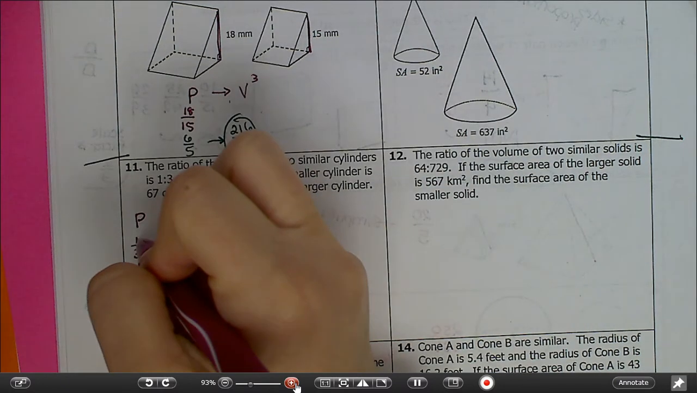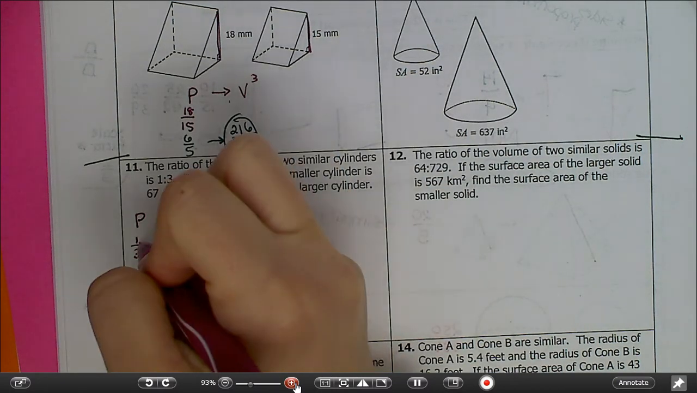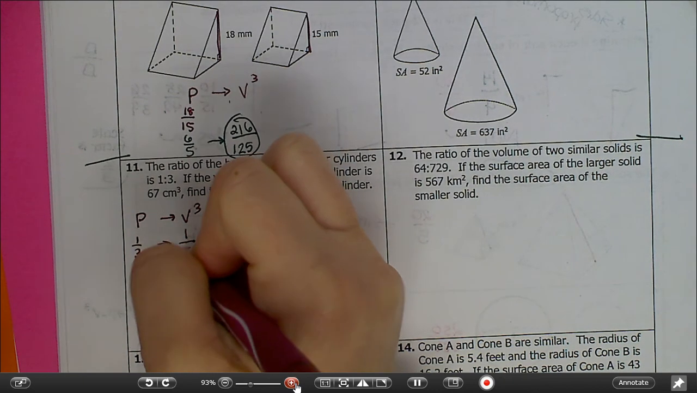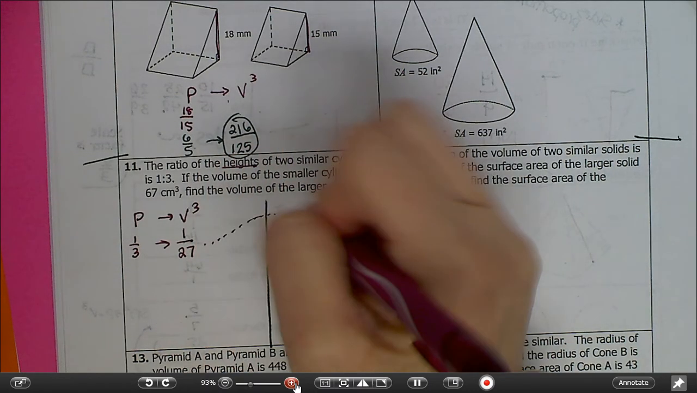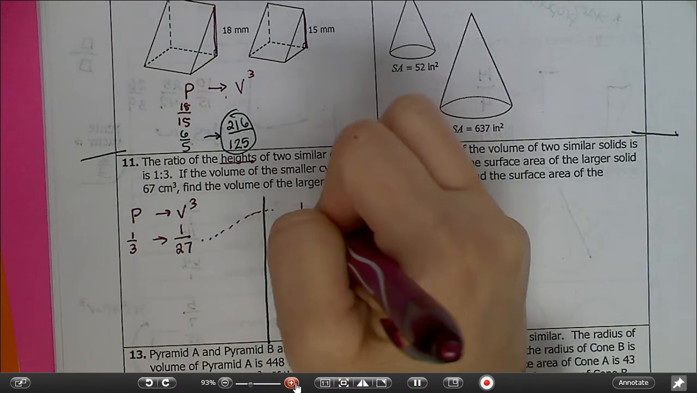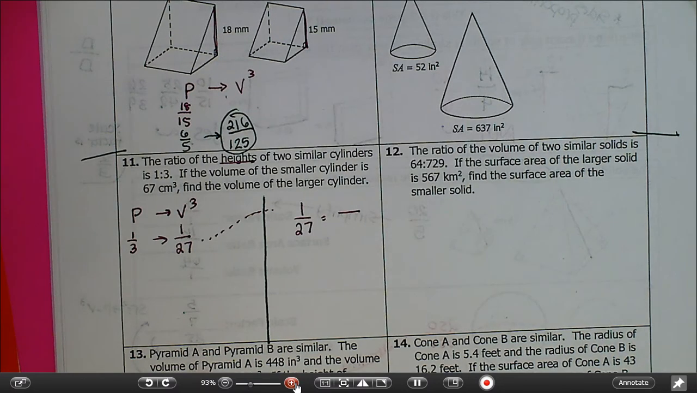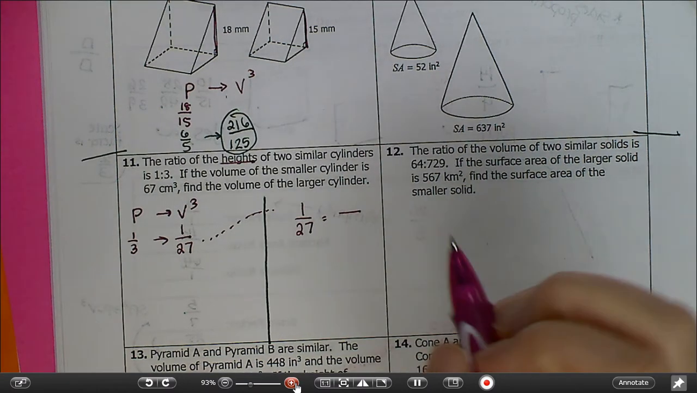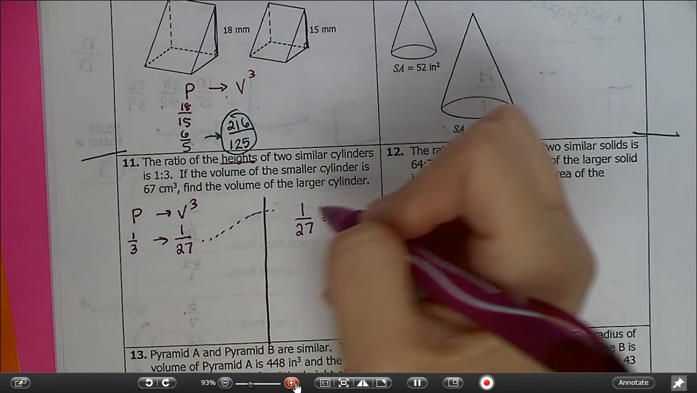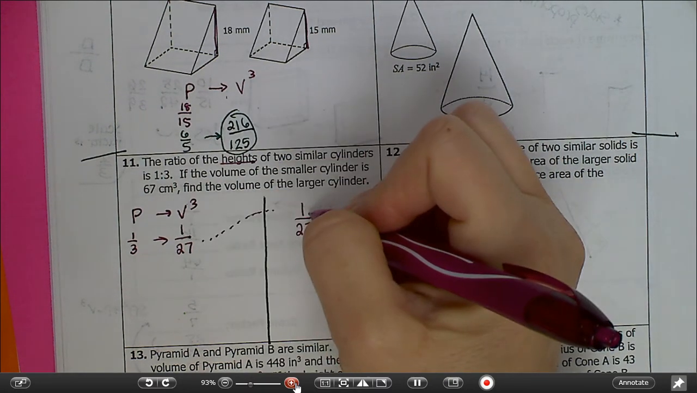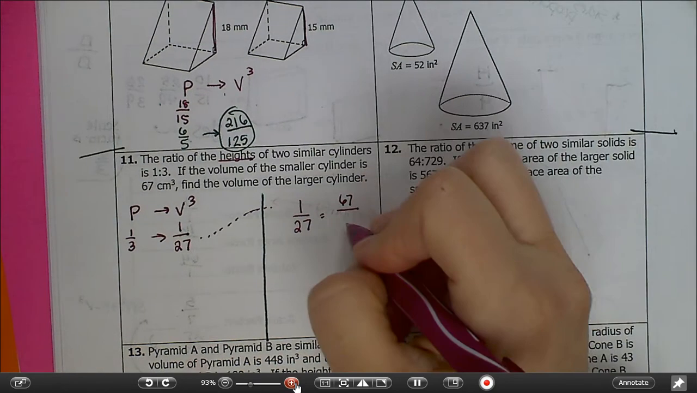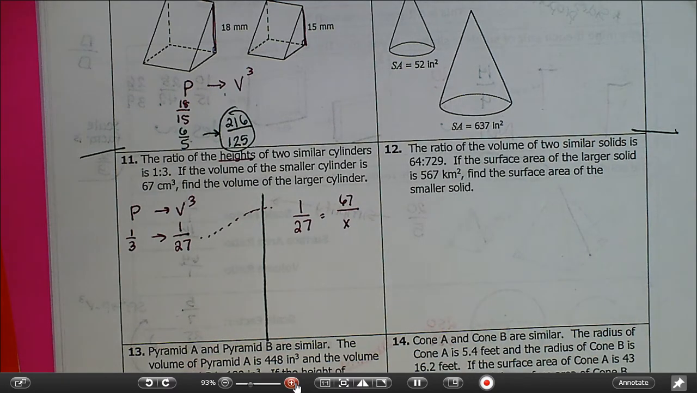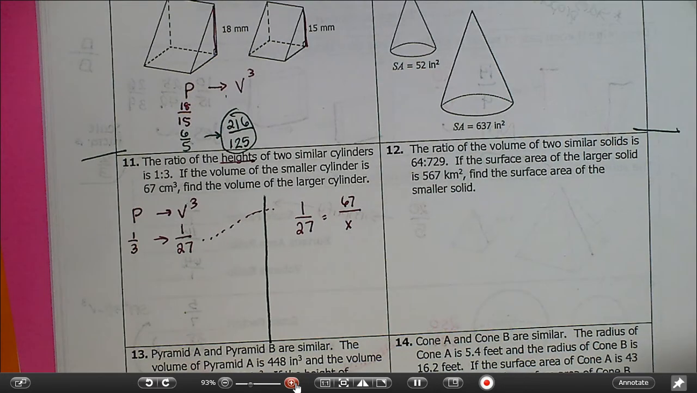So in order to go from plane world to volume world, we cube. 1 cubed is 1, 3 cubed is 27. Now, we need to take this over to the other side and set up a proportion. Okay, it says the volume of the smaller cylinder is 67. Since it's the smaller one and the smaller number is on top, that's 67 centimeters cubed goes on top. And we want to find the volume of the larger one. Now it's this normal proportion. We're going to solve by cross multiplying.